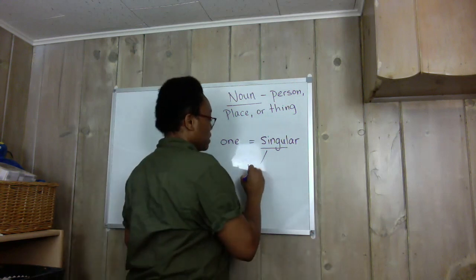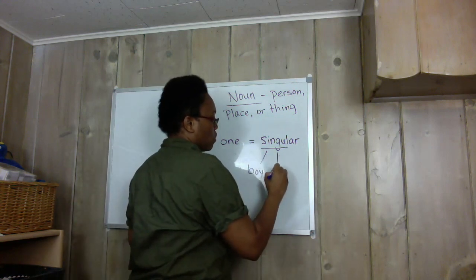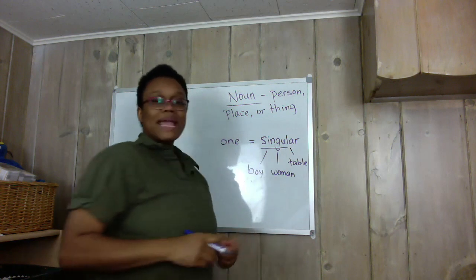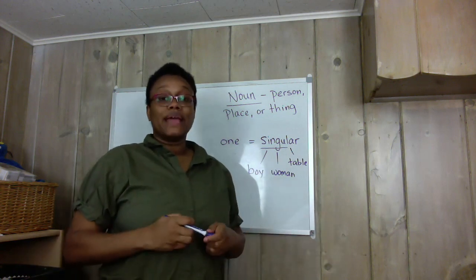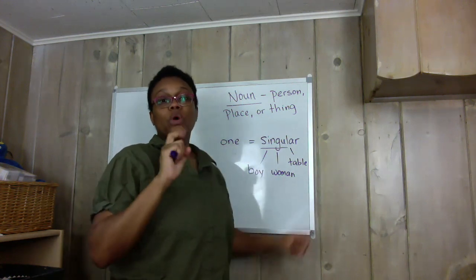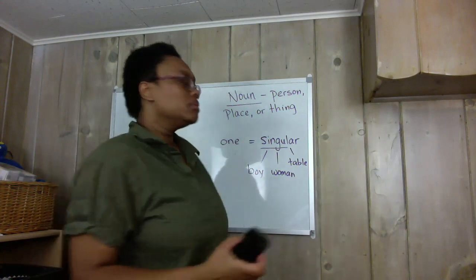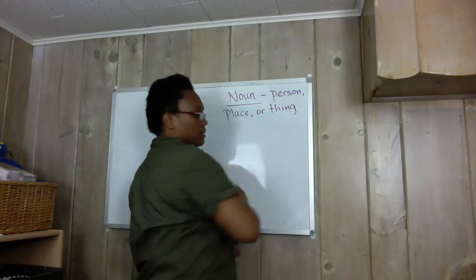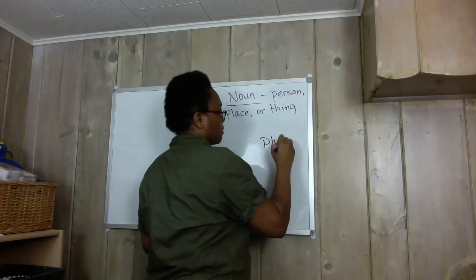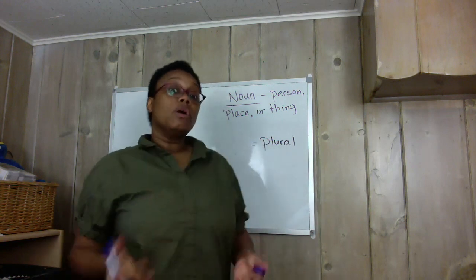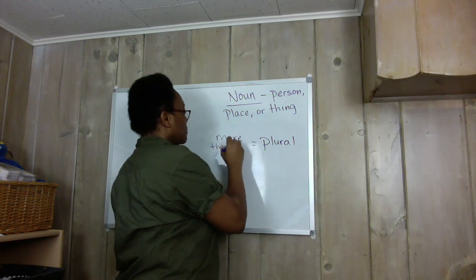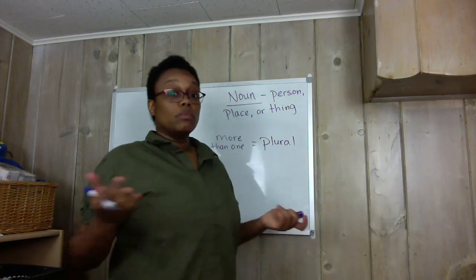So I can say boy, woman, or table. All of these are singular nouns, which means it's talking about one boy, one woman, one table. But what is the opposite of singular? Well, if singular means one, plural means more than one. So that's two or more.